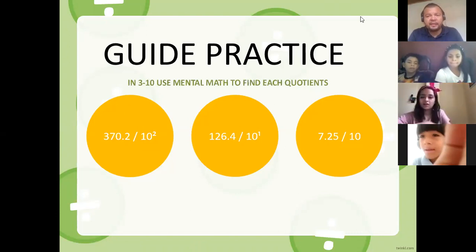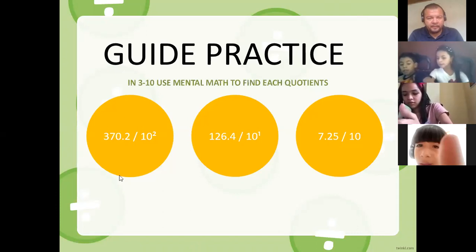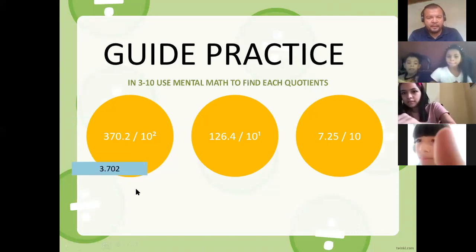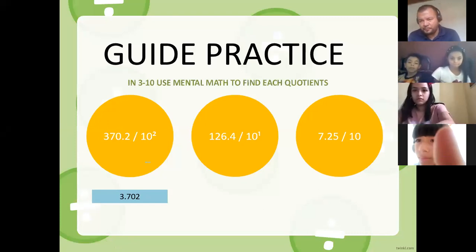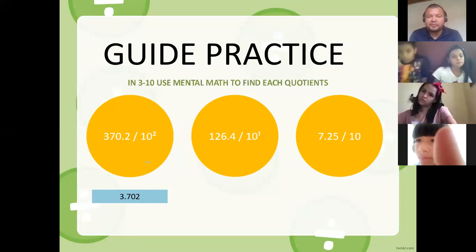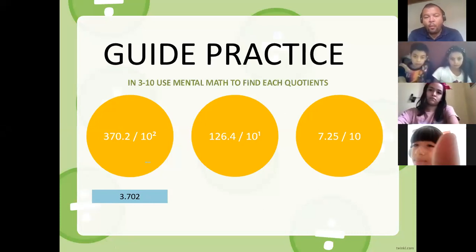And let us say it is 37.2. Is 37.2? Let's see. No. The answer is 3.702, or 3.702. Let's see the second one.